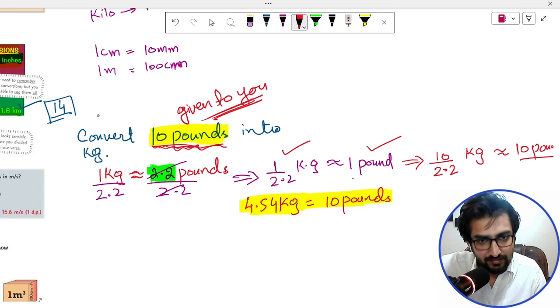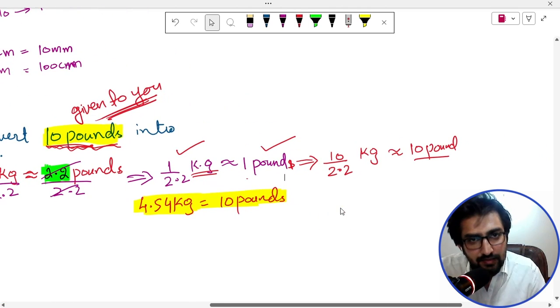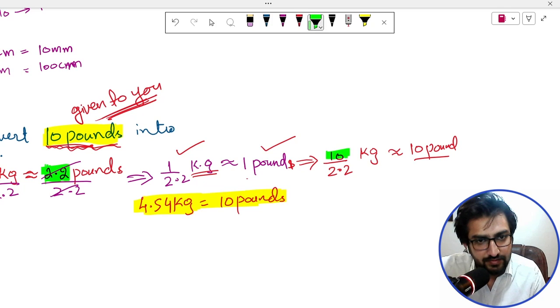Then in the same way, 1 by 2.2 kilogram, keep kilogram in its own place. Don't remove that. Keep pounds in its own place. It is 1 pound now. So now we will multiply 10 on both sides. I have multiplied 10 here, and 10 there.